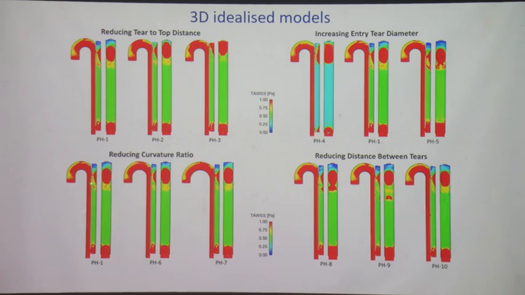So here you can fix the tears and then reduce the curvature ratio, to see how the curvature might affect. And it looks like the curvature does not have a significant effect on shear stress distributions at the top of the false lumen. And this is to reduce the distance between the tears, and that means you keep the top tear the same, and then you move the distal tears up and down a little bit, and that obviously affected the region of the shear stress inside the false lumen. But as far as the top region is concerned, it changed a little bit, so from here to there.